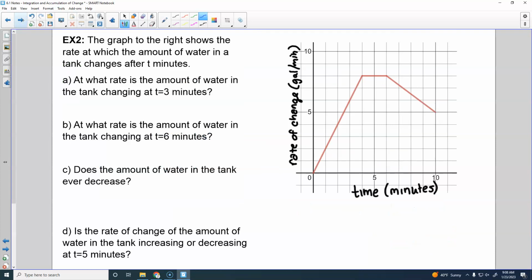All right, the graph to the right shows the rate at which the amount of water in a tank changes after t minutes. Okay, so again, we're looking at a rate here. At what rate is the amount of water in the tank changing at t equals 3 minutes? What do you guys think on that one? Okay, we're just looking at this point right here. This is the rate of change, and it's asking for the rate of change. So it's just 6 gallons per minute.